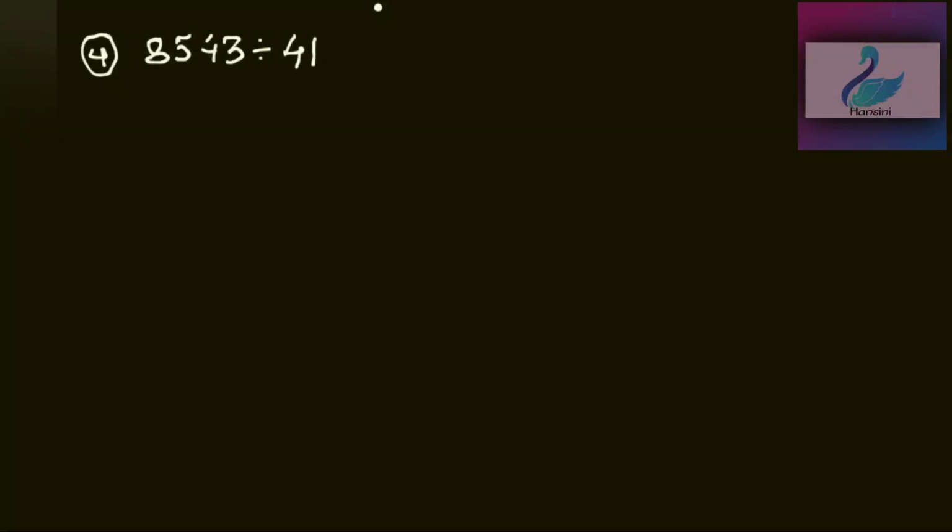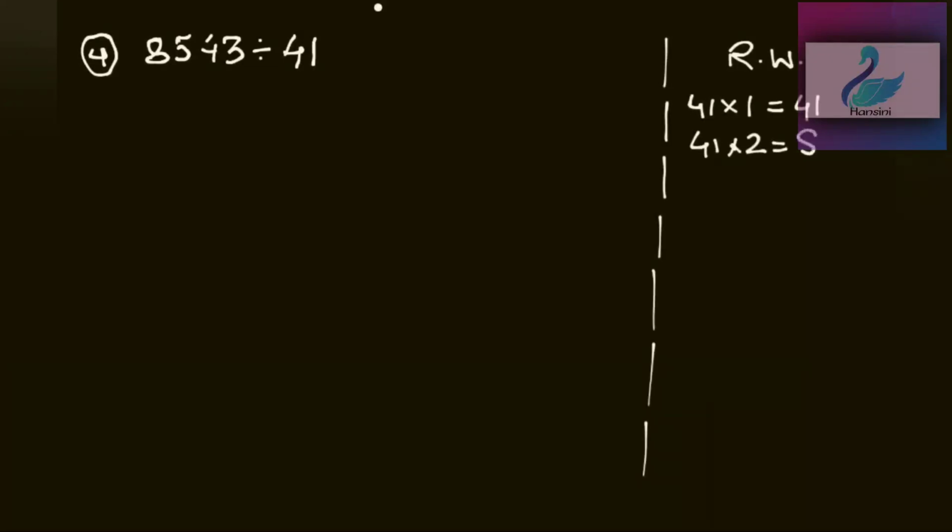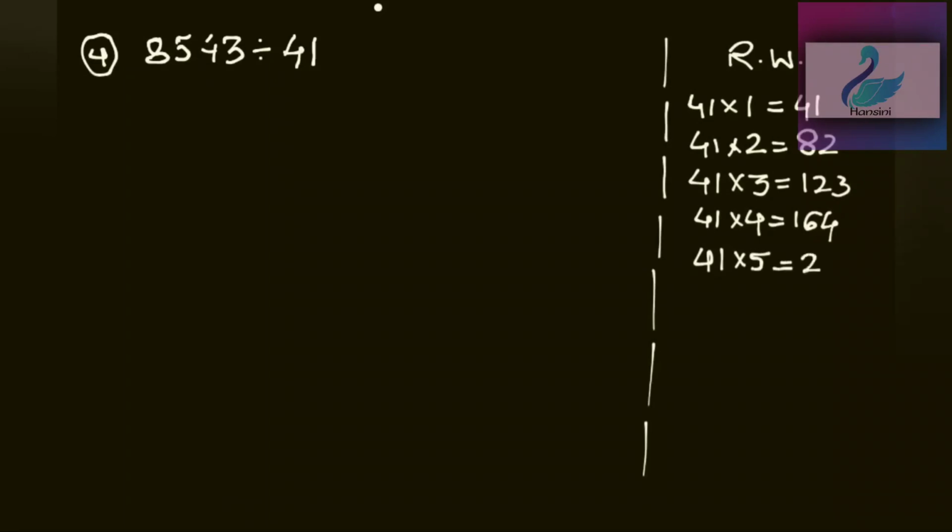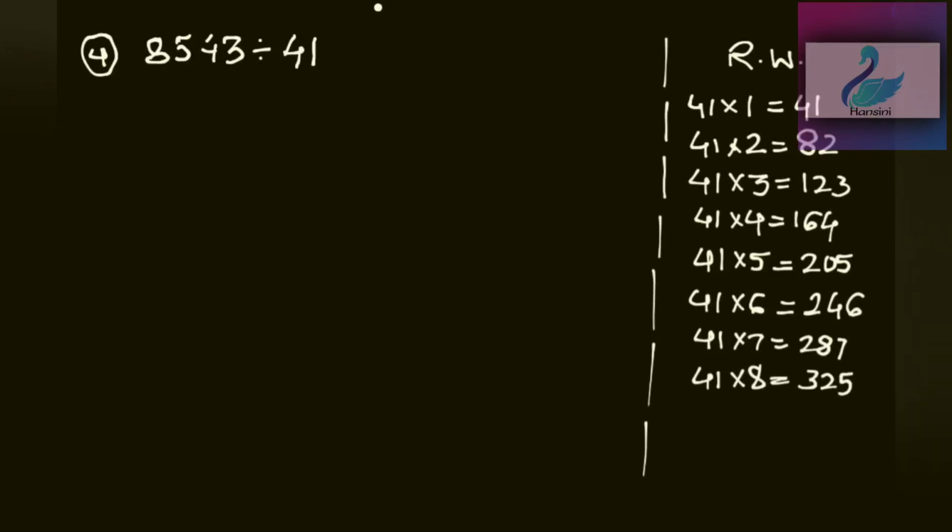8543 divided by 41. So first I will draw the column for rough work, and here I will write the table of 41. So 41 ones are 41, 41 twos are 82, 41 threes are 123, 41 fours are 164, 41 fives are 205, 41 sixes are 246, 41 sevens are 287, 41 eights are 325, 41 nines are 369, and 41 tens is 410.